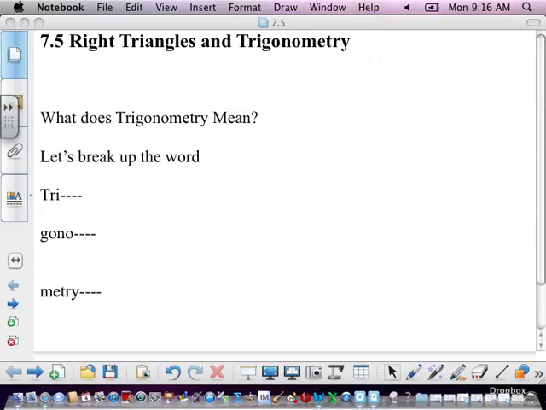All right, ladies and gentlemen, we're looking at 7.5. We're starting right triangles and trigonometry. This is just part of trigonometry.